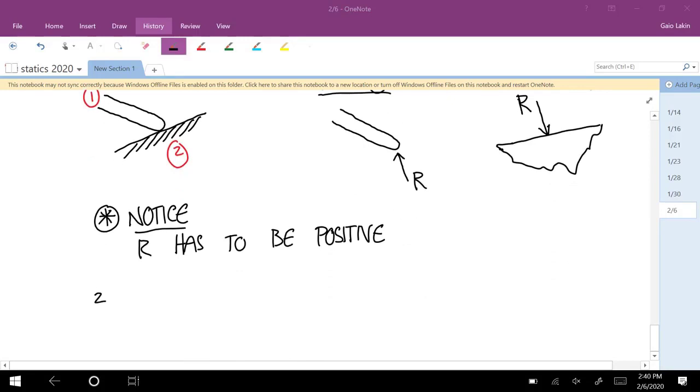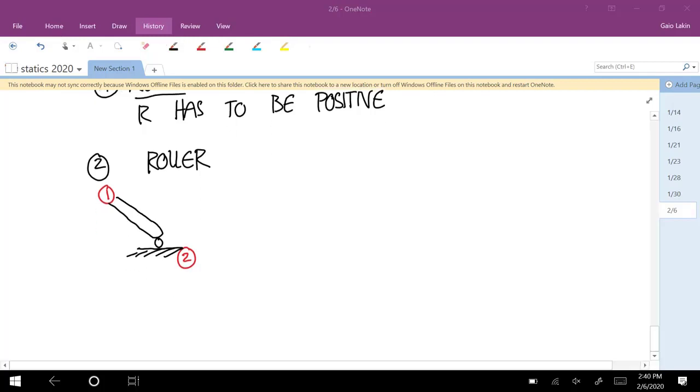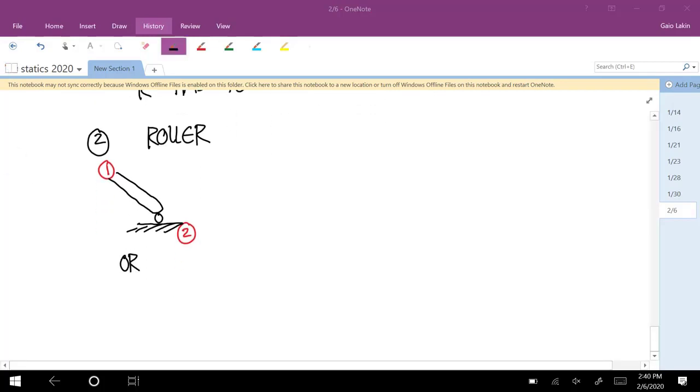The second joint in this category is a roller. There are really two ways that you see this drawn. One is, so I'll say this body is like that. We'll call this body one. And this is body two. Or the other way you see it drawn is like this body is wearing a roller skate.